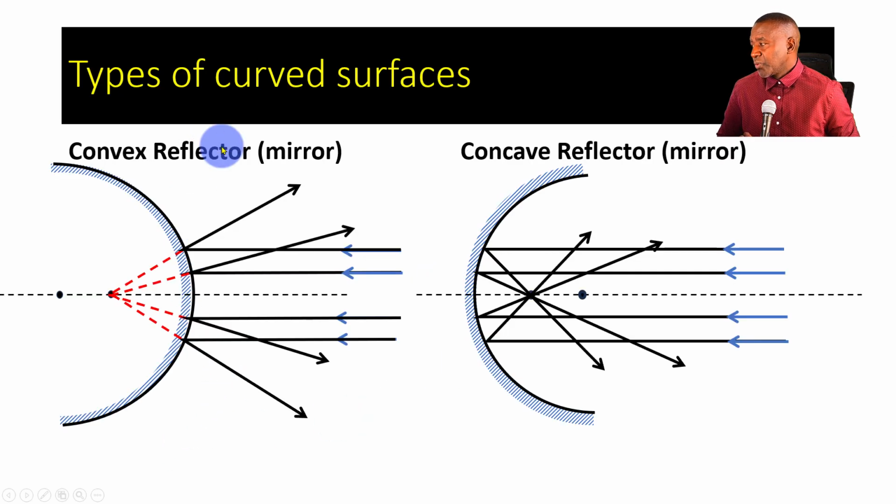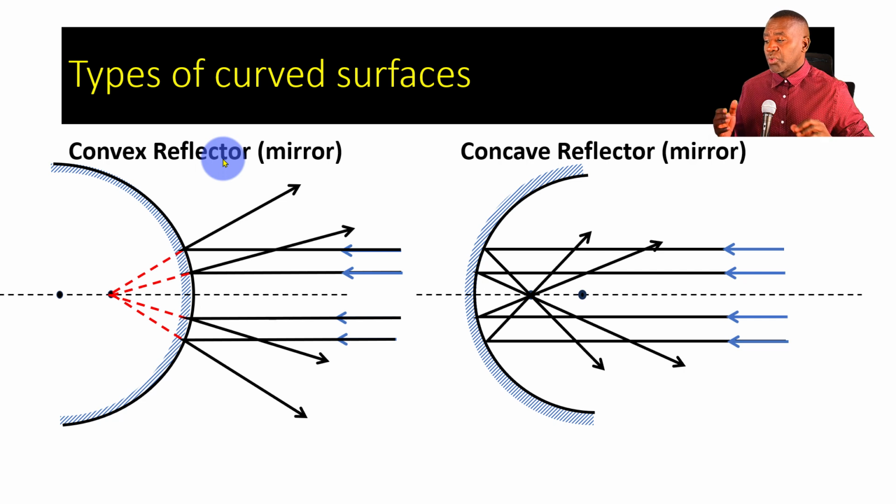After that, we want to look at the types of curved surfaces or curved mirrors. The first one is the concave reflector or concave mirror. Why is it called a concave mirror? It's because the reflecting surface curves inwards. Remember, for a plane mirror, it was straight, it was plain, but this one is now curved. When the reflecting surface curves inwards, it's called a concave mirror. When the reflecting surface curves outwards, then it's called a convex mirror. That's the first thing that you should be able to understand.